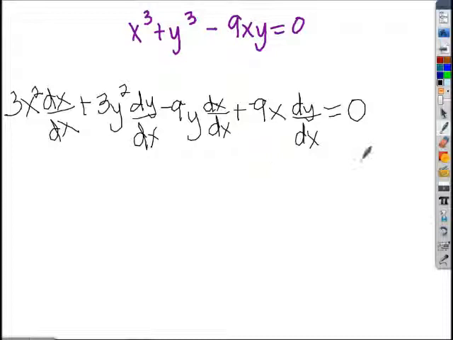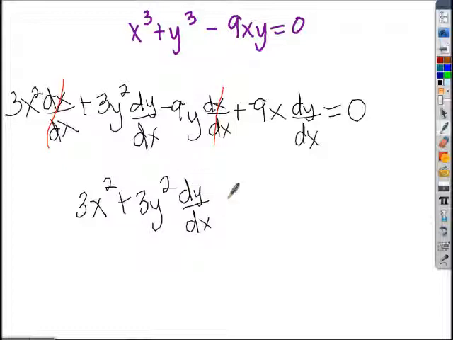Now, one thing that can happen here is that when I have dx over dx, it's just 1. So those can go away. And then I'm left with 3x squared plus 3y squared dy over dx minus 9y minus 9x dy over dx equals 0. And then I need to solve for dy over dx, because no matter what, let's get our derivative explicitly. So dy over dx on one side, and then everything else on the other.